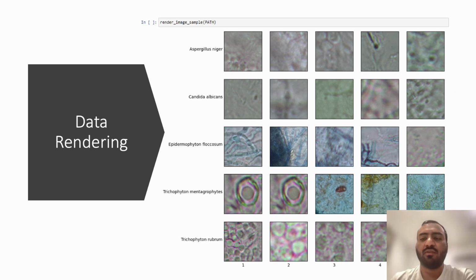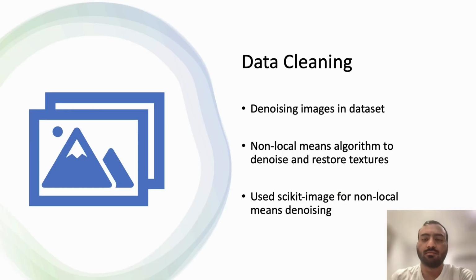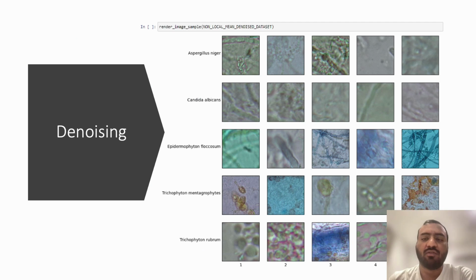Firstly, we display the various images from the dataset using matplotlib subplots for the classes as shown in the slide. We notice that the microscopic images tend to be noisy and thus might require image denoising, for which we have used the scikit-learn implementation of the non-local means denoising algorithm to remove the noise while preserving the image texture. After removing the noise from the image, we render the images again and observe an improvement in the image quality.